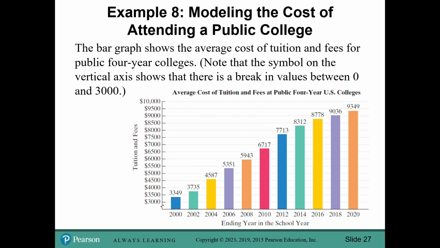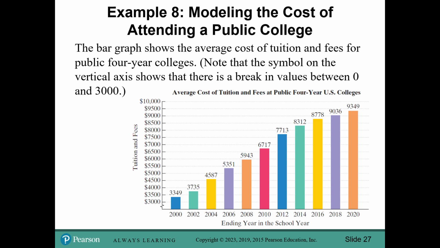Now in example 8, we're going to model the cost of attending a public college. The bar graph shows the average cost of tuition and fees for public four-year colleges. Note that the symbol on the vertical axis shows that there is a break in values between 0 and 3,000, essentially meaning that there are no time periods represented on the graph in which the tuition was less than $3,000. Now, I'm sure sometime in the past it was, but the time periods we are looking at from 2000 to 2020, there's nothing less than 3,000.